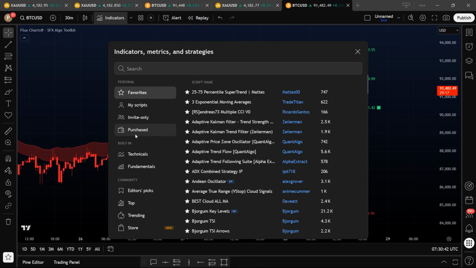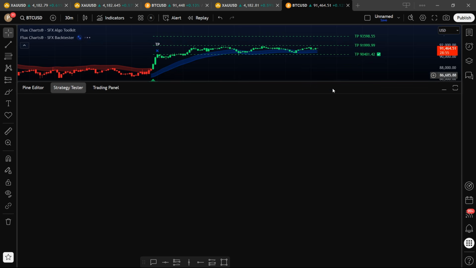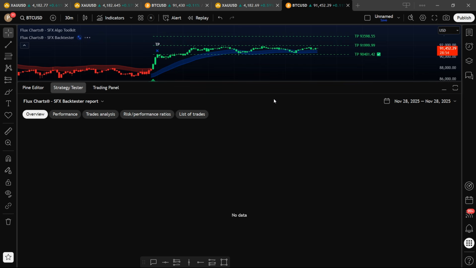2 other quick things you need to know. First, you don't need to be glued to the screen. You can set custom TradingView alerts for entries, stops, or specific profit targets. Second, Flux Charts isn't just this one indicator. They have a full ecosystem, including a backtester to verify your strategy and a real-time screener to find active setups across different coins or stocks. It's a complete package for data-driven traders.